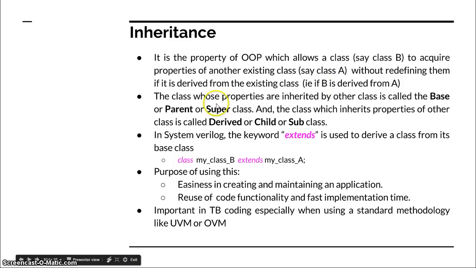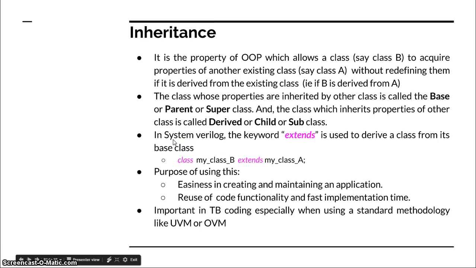The class whose properties are inherited by the other class is called the base class or the parent class or the superclass, and the class which inherits the properties of the base class is called the derived class or child or subclass. So these terms are used in pairs. Base and derived, parent and child, or super and subclasses are used to refer to the first defined class and the second class which inherited the first class.